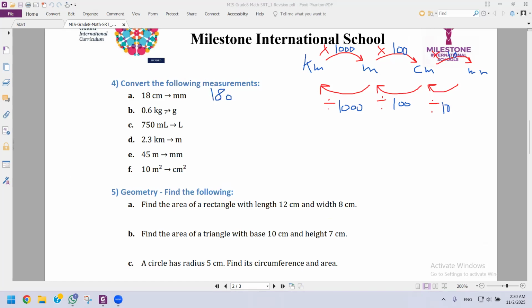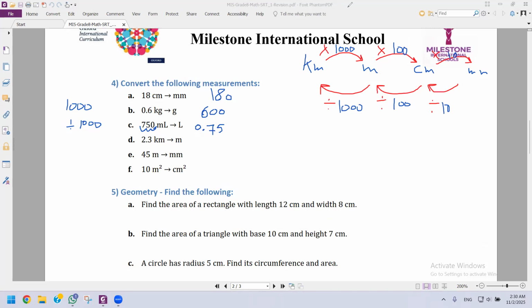Now from kilogram to gram. So ton, kilogram, and gram, all of them are 1000. So bigger to smaller times 1000. So 0.6 times 1000 is 600. Then from milliliter to liter. From a small one to bigger one. So here I divide. So from milliliter to liter is divide by 1000. So I bring the decimal point from here 3 steps. 1, 2, 3. So 0.750 or 0.75 because the 0 has no meaning.